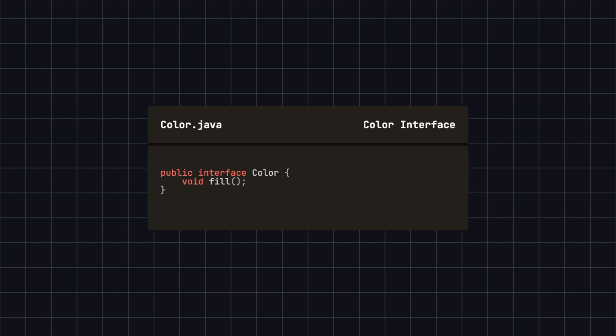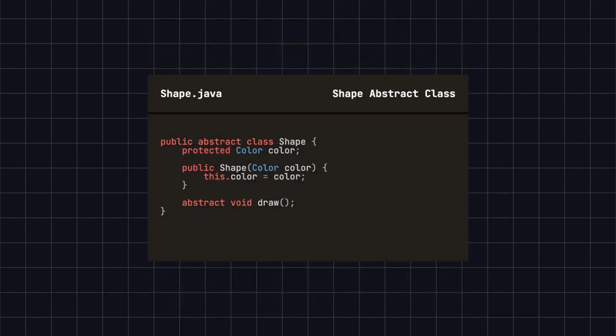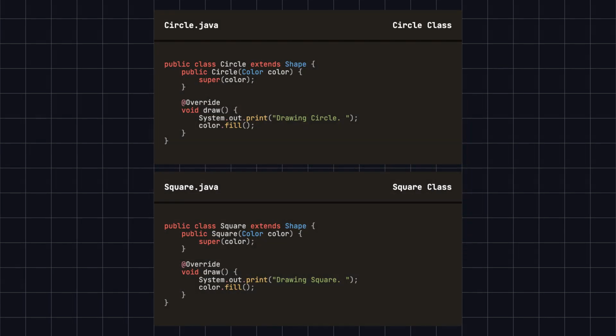First, we define a color interface, Color, with a fill method. Then, we define concrete color classes, such as Red and Green, which implement the Color interface. Next, we define an abstract shape class, Shape, that holds a reference to a Color interface and defines an abstract draw method.